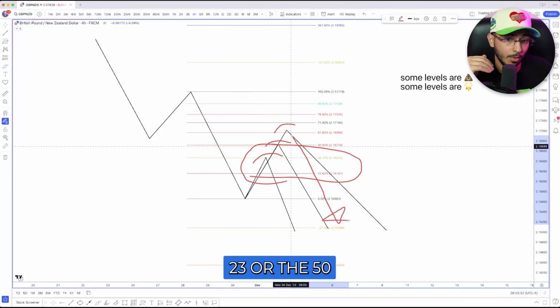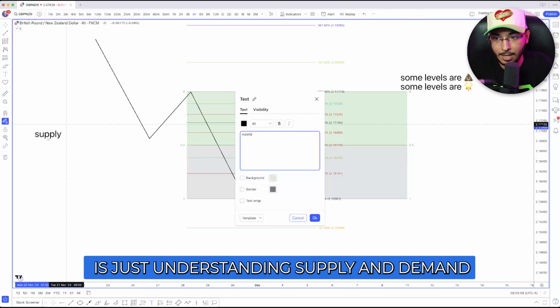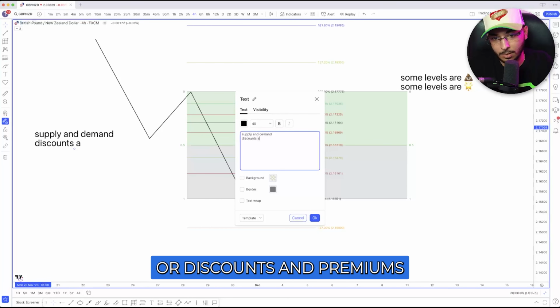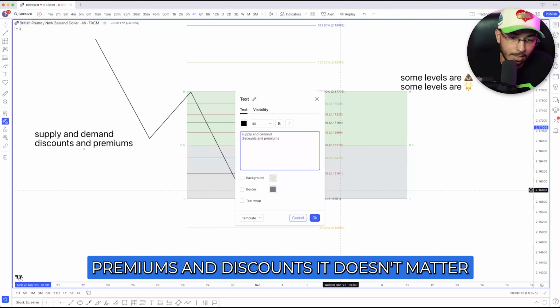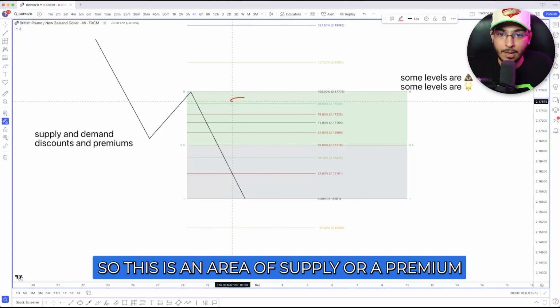Basic economics is just understanding supply and demand, or discounts and premiums. Premiums and discounts, it doesn't matter. So this is an area of supply or a premium. I'm going to explain this to you guys. So right here, I have a tool drawn and it says 0.5 and then 1.